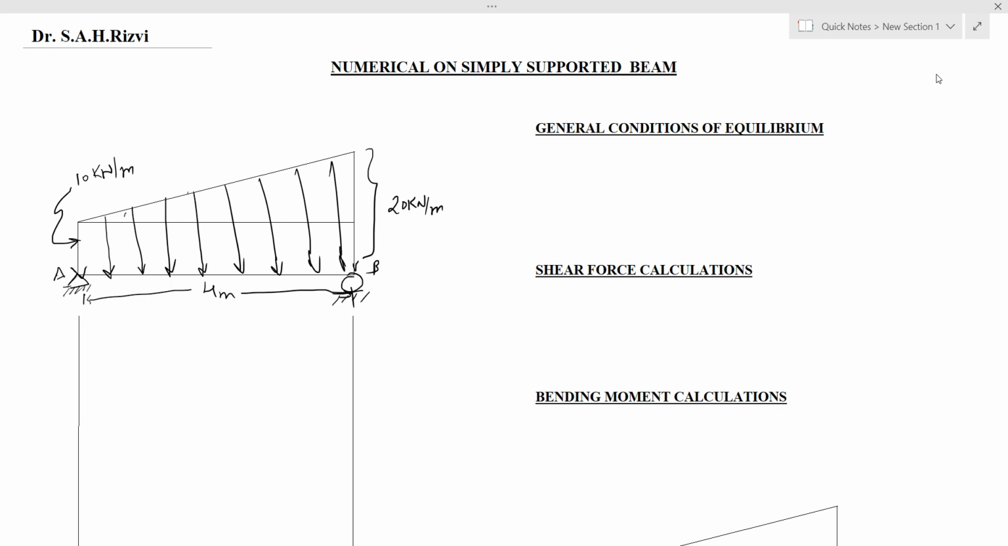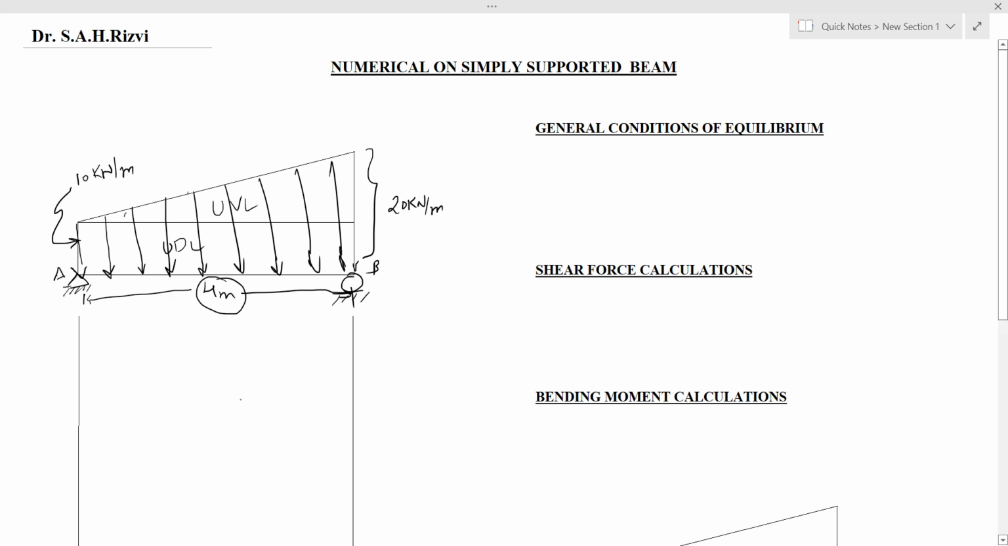In this video we will solve the numerical on a simply supported beam carrying a UDL and a UVL simultaneously. In this question you can see this is UDL and it is also carrying UVL over its span. The total span of the beam is 4 meters. So let us start with the numerical.